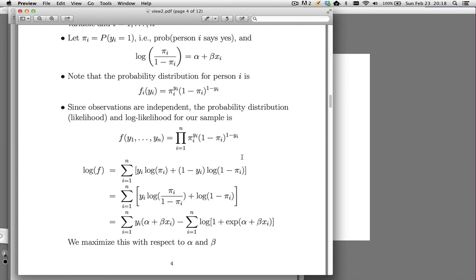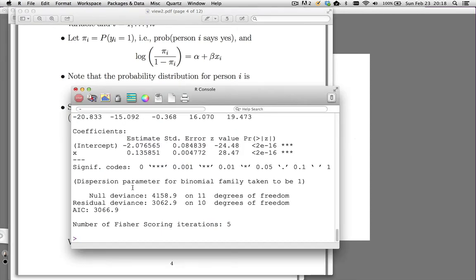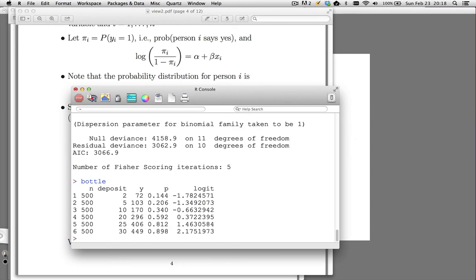Just for completeness' sake, I thought I'd show you how we could do this in Excel. Let's go back to the bottle problem. Remember, the bottle problem was we had 6 different deposits that we put on a bottle. We sold 500 bottles with a deposit of 2 cents. We sold 500 bottles with a deposit of 30 cents.